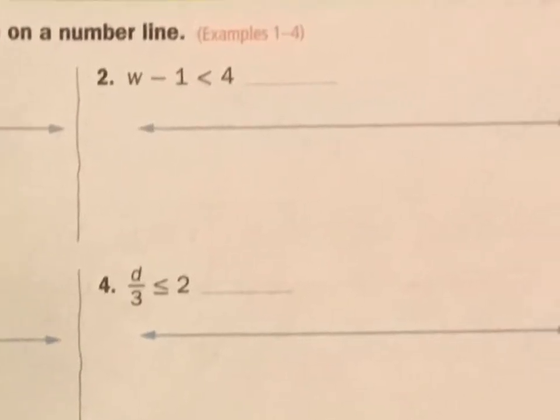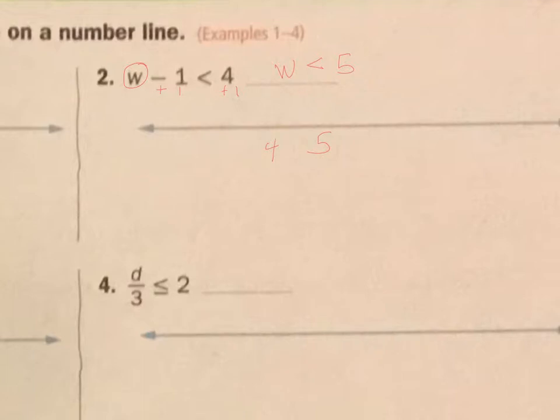Let's do number 2. W minus 1 is less than 4. I want to get this W by itself, so I have to add 1 to each side. Add 1, that's a plus sign. That's really bad. Plus 1. Okay, so it's going to leave me with W is less than 5.